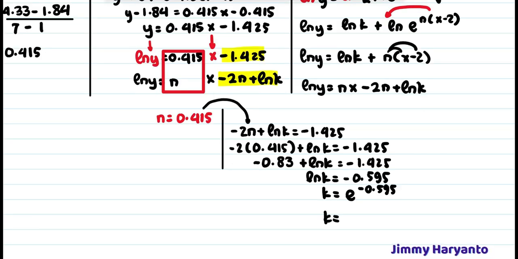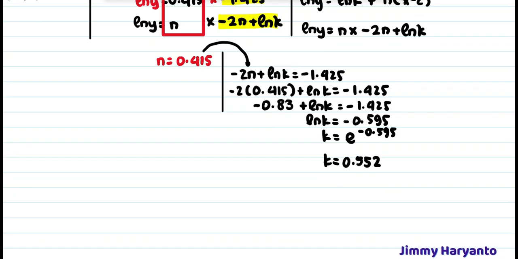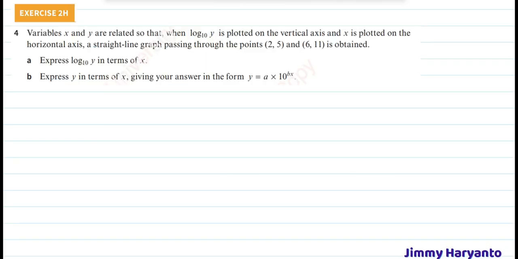So k equals e to the power of negative 0.595, which equals 0.552 in 3SF. Oh, the question wants you to answer in two significant figures. That means this one is 0.55 and the n is 0.42. There you go. Okay, next is question 4.